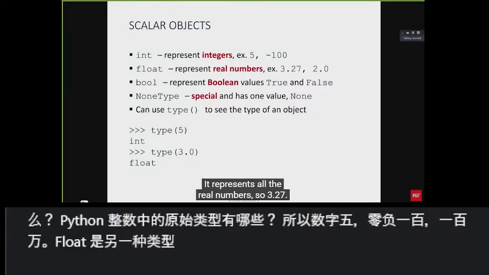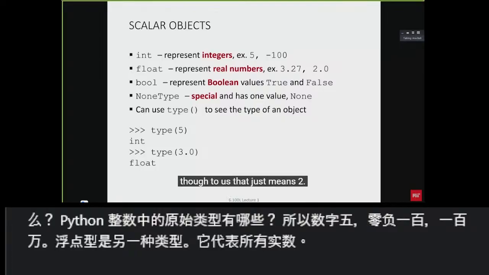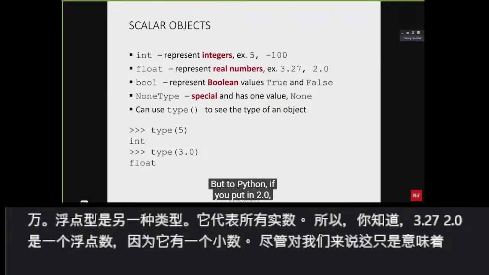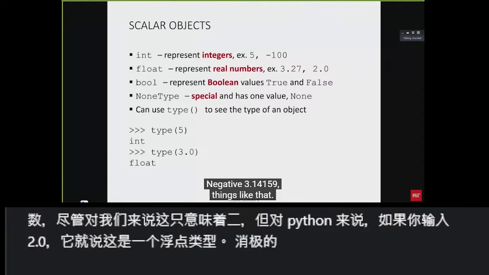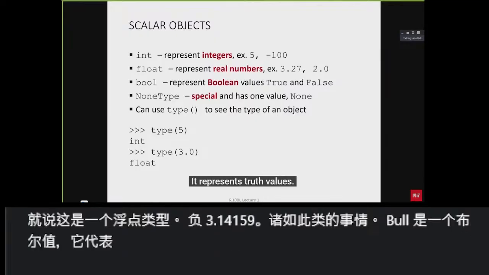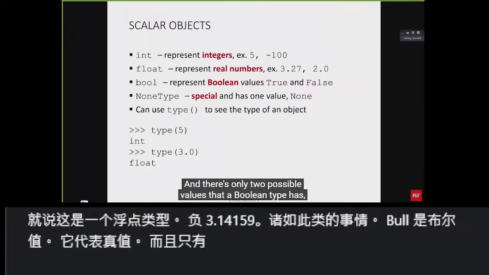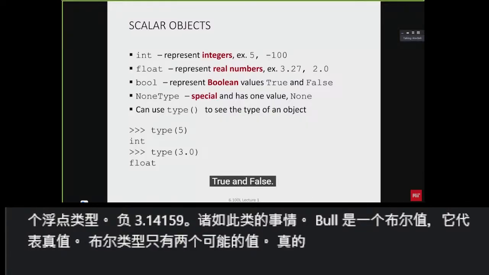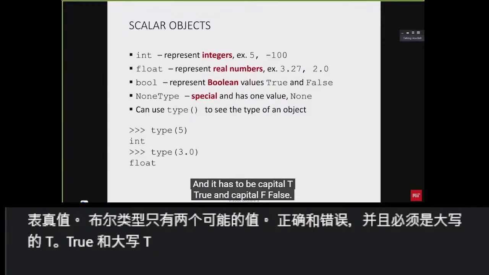So 3.27. 2.0 is a float because it has a decimal number, even though to us that just means 2. But to Python, if you put in 2.0, it says that's a type float. Negative 3.14159, things like that. Bool is a Boolean. It represents truth values. And there's only two possible values that a Boolean type has: True and False. And it has to be capital T True and capital F False.